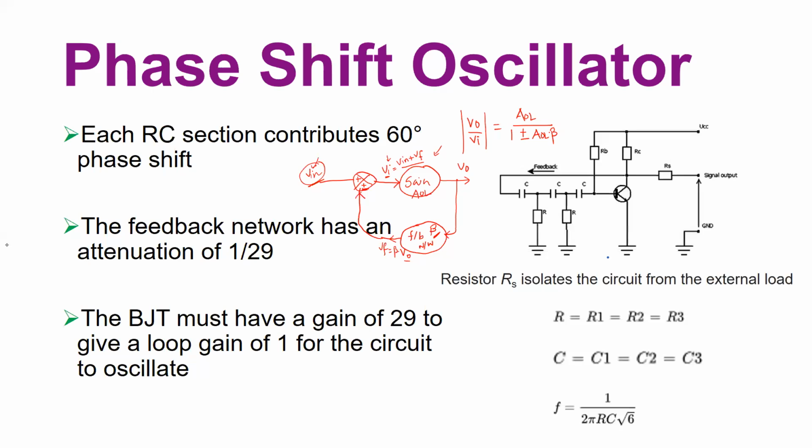So what you will do is, right here, you will say that your AOL times beta has to be greater than or equal to 1. And obviously your beta here is always less than 1 because the feedback network is basically an attenuator. Okay, it is taking the fraction of the output feeding back to the input. So that's why it is less than 1. So let me write it properly so that you can actually see that. So beta is less than 1.